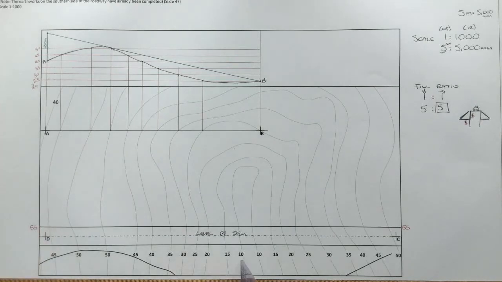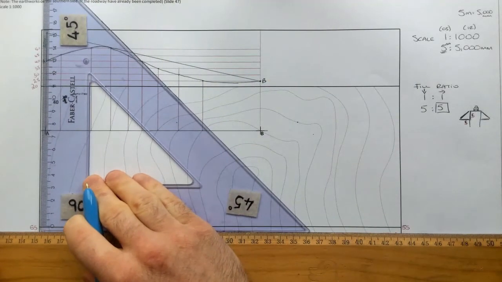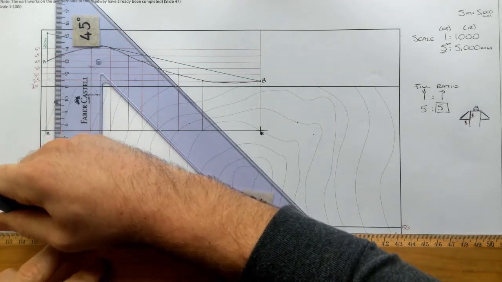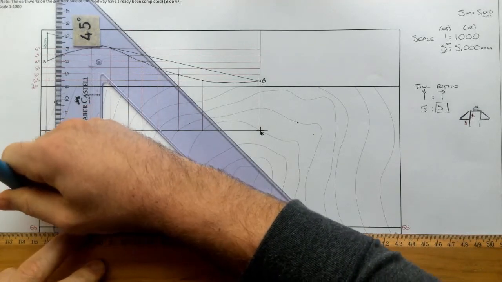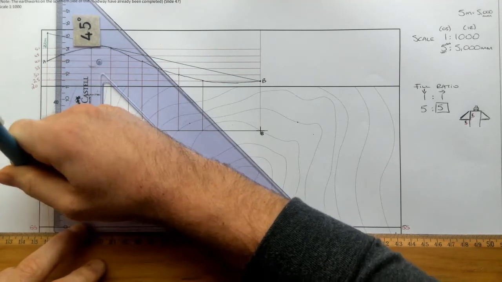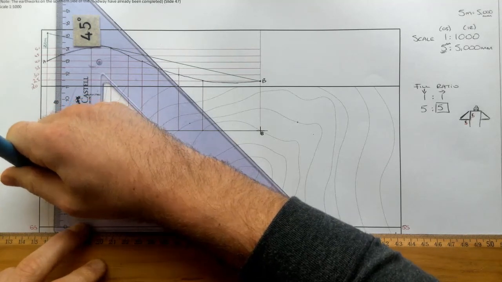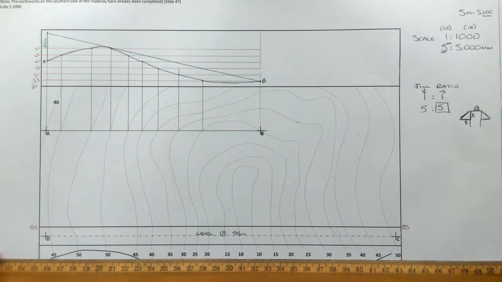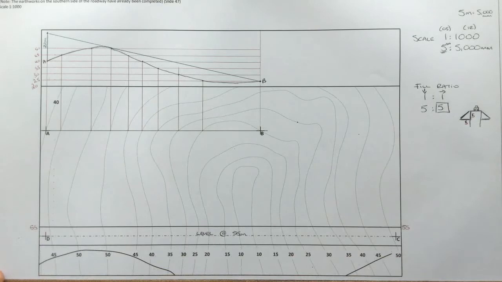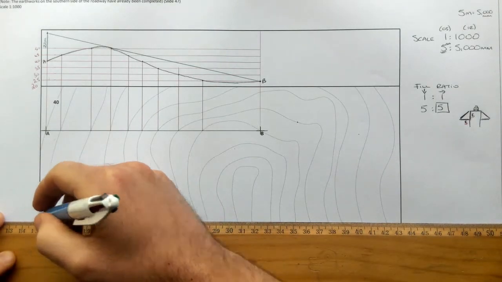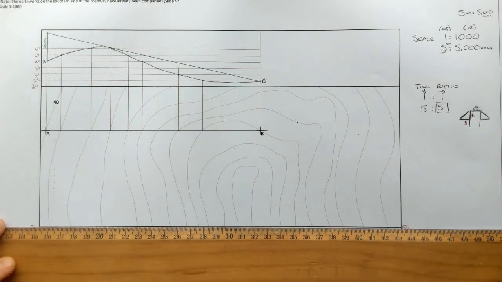And the lowest I have to go down to here, I'm just checking, is 10. So I'm going to mark up increments of 5 meters: 50, 45, 40, 35, 30, 25, 20, 15, 10. So the height of the road is at 55 and we're going to go down to 10. So this one here will be at the 50.